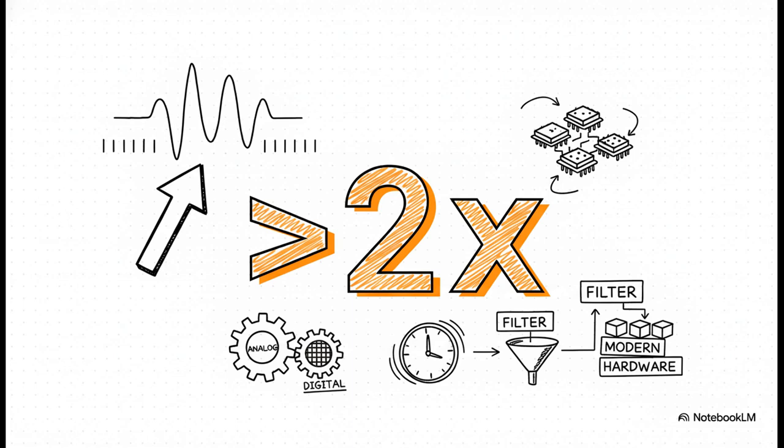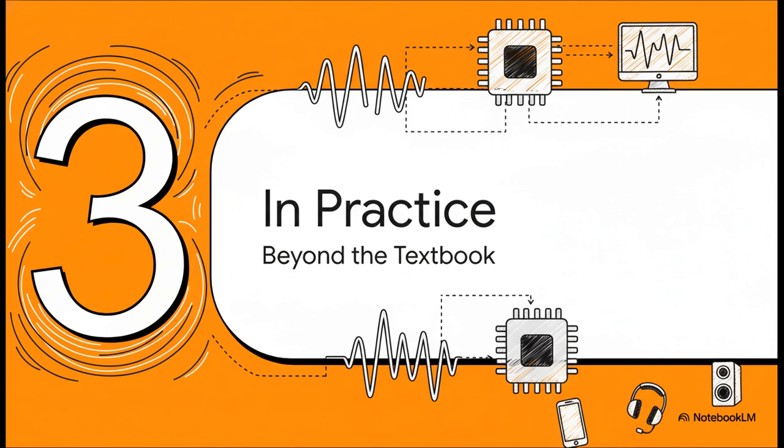You better be sampling faster than 20 kilohertz. It's really that simple. And it's also that profound. Okay, so that's the textbook stuff. That's the theory. But what does this actually look like out in the real world?